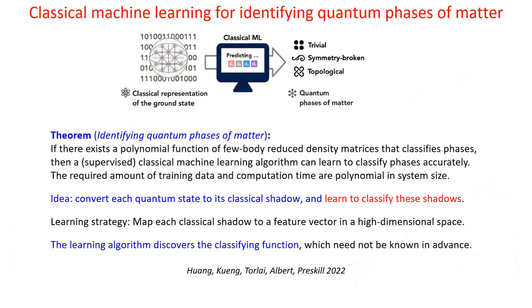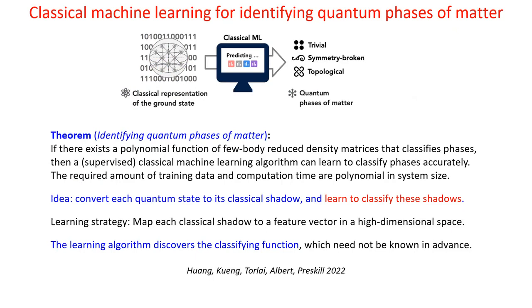Another setting we considered is learning to classify quantum phases of matter. So you learned in high school that matter can be a gas or a liquid or a solid. In fact, physicists know of hundreds of different phases of matter, including quantum phases at zero temperature, which are distinguished according to the structure of the many-body quantum entanglement in the ground state of the system.